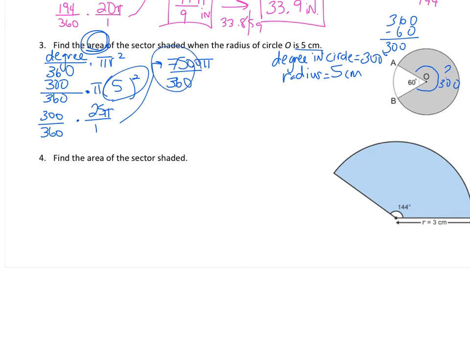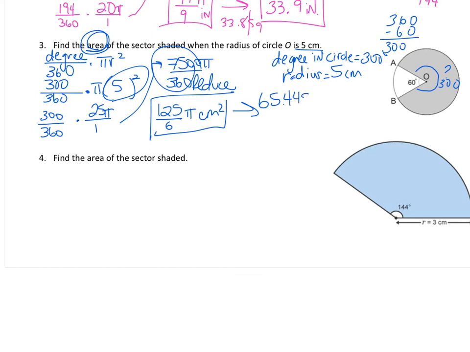And we can reduce. So always remember to reduce. So we get 125 over 6, and that would be pi. And this would be centimeters squared, in terms of pi. So when we type that in the calculator, always remember you're using the pi symbol on your calculator, not 3.14, so we would get 65.4, and that would still be centimeters squared for the non-exact answer.